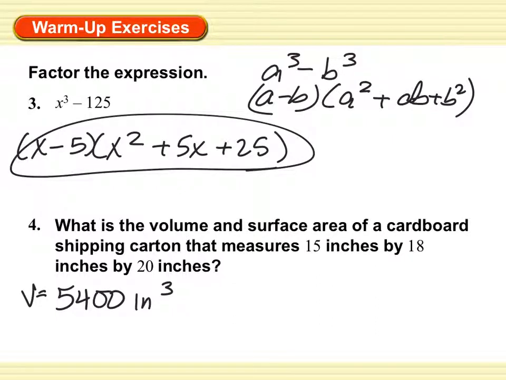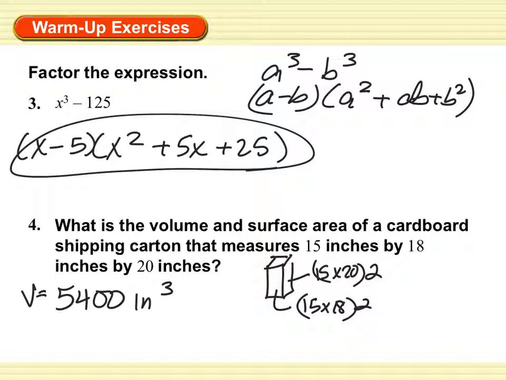And then surface area is just, goodness, if we've got a three-dimensional figure, sort of hard to draw, I need the area of this times 2, so 15 times 18 times 2. The area of this times 2, 15 times 20 times 2, and the area of this times 2, which is 18 times 20 times 2. Let's go ahead and try that.